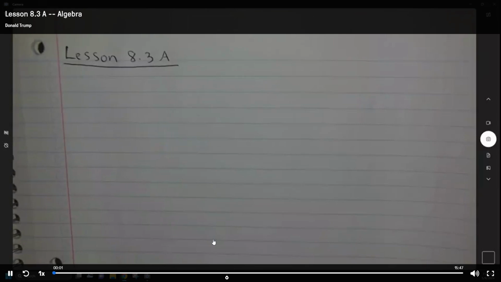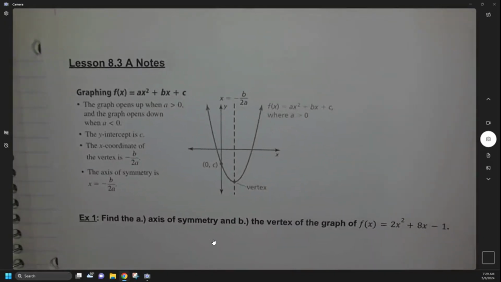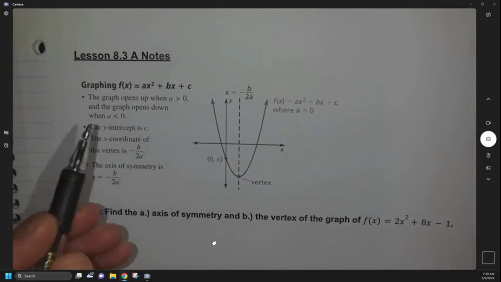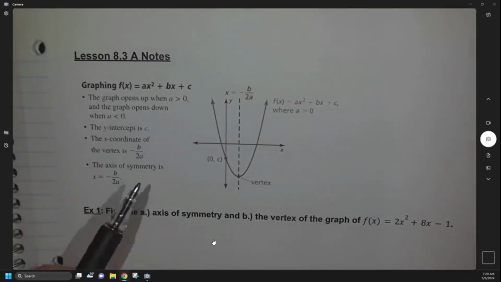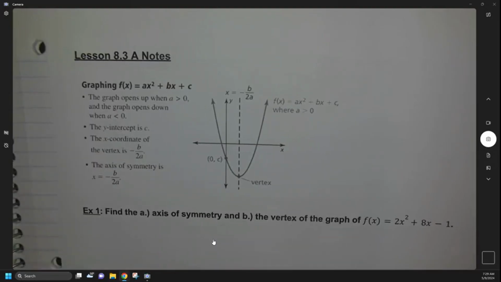This is lesson 8.3a. In this lesson, we're going to continue to talk about quadratic equations and graphing them. Specifically, we're going to be talking about having the format f of x equals ax squared plus bx plus c. And we're going to talk about some characteristics of these.